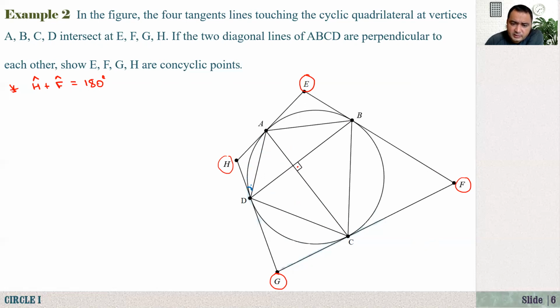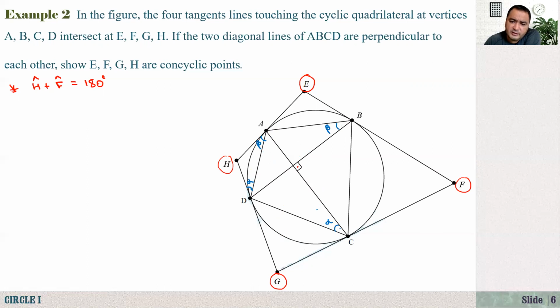Suppose that this angle is alpha. As you see here, it is subtended by the arc AD, and this angle is subtended by the same arc, so it should also be alpha. How about this angle? Let's say this angle is beta. This one is also subtended by the same arc AD, so it should also be beta.